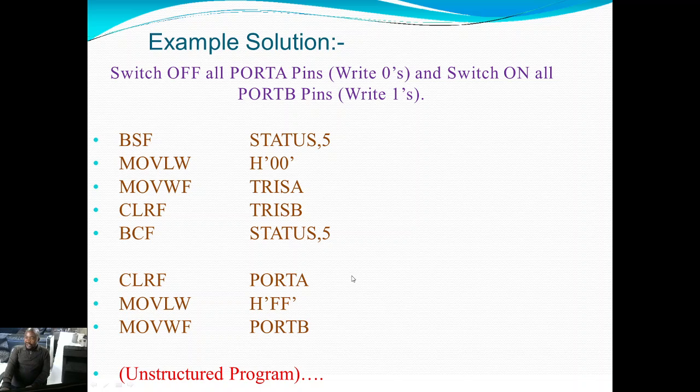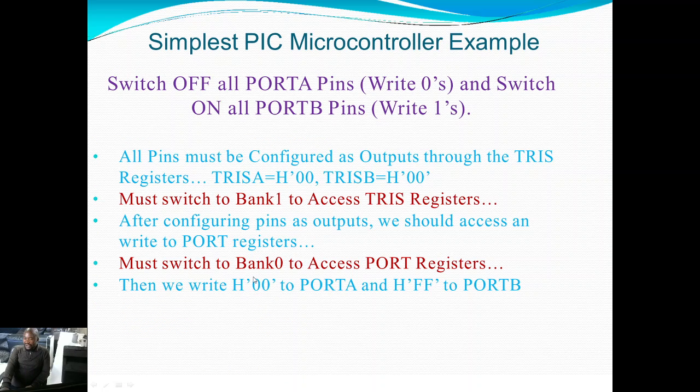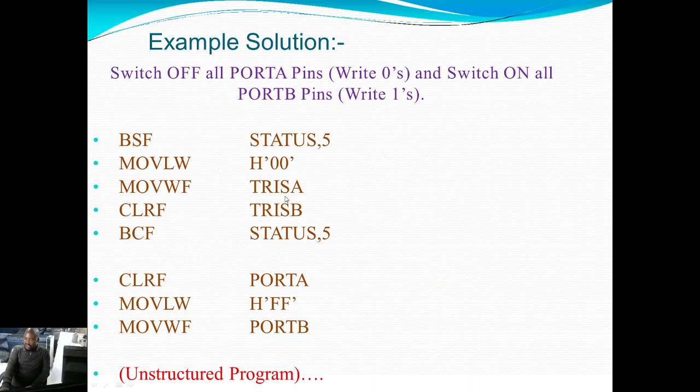And now in bank 0, we want to write 0 on port A and we want to write FF on port B. We want to switch off all port A pins. We want to switch on all port B pins. So how do we do that? We can do that easily by clearing port A register or by moving 0 into port A.